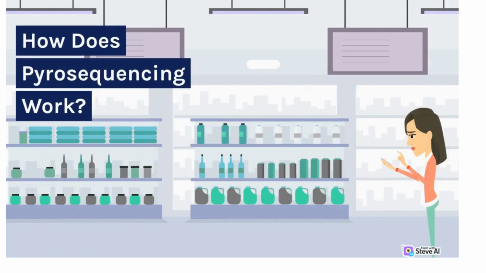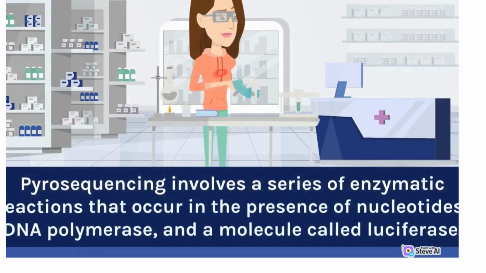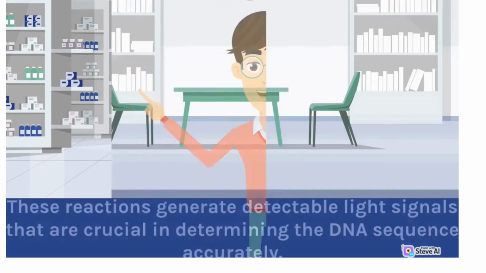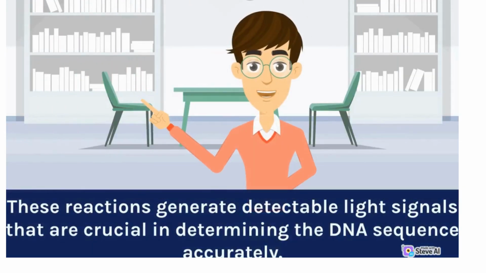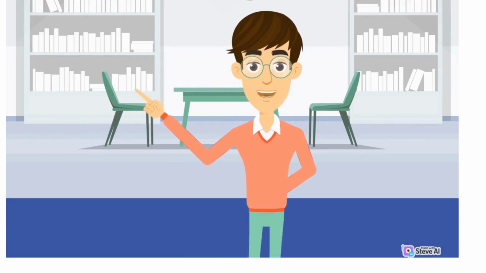How does pyrosequencing work? Pyrosequencing involves a series of enzymatic reactions that occur in the presence of nucleotides, DNA polymerase, and a molecule called luciferase. These reactions generate detectable light signals that are crucial in determining the DNA sequence accurately.